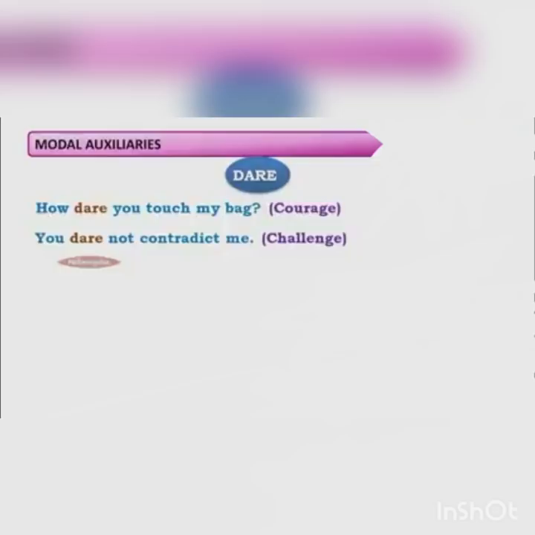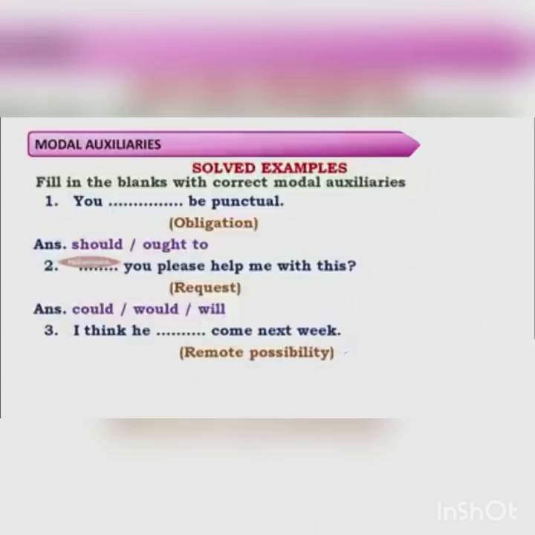Now students, we saw the functions of all the modal auxiliaries. Let's move on to the exercise. It is a very simple exercise. You can do it. Fill in the blanks with the correct modal auxiliaries. Number 1, you dash dash be punctual, and the instruction provided in the bracket is obligation.